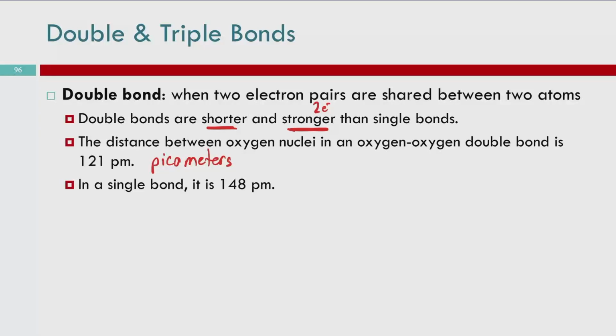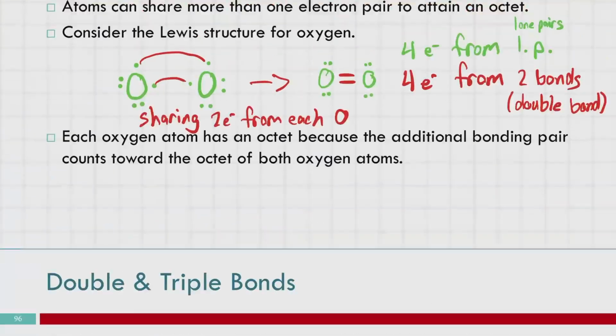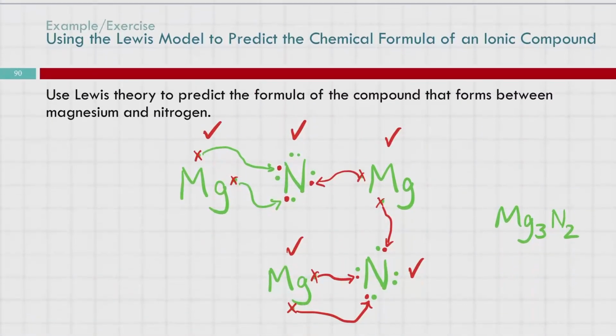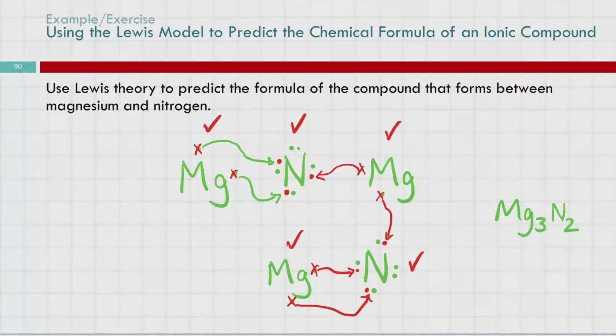Last class, we learned about bonding. We learned about covalent bonding and ionic bonding. So ionic bonding, remember, is when you've got the formal transfer of electrons. So a metal giving away electrons to a nonmetal, like this with magnesium and nitrogen.